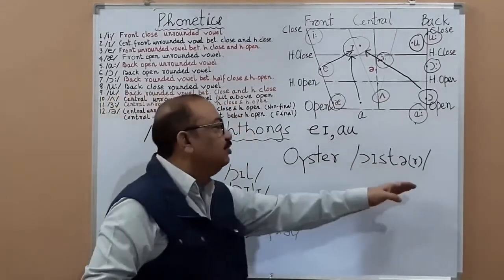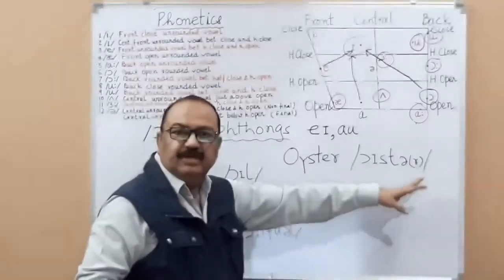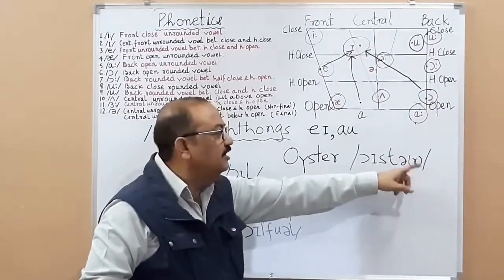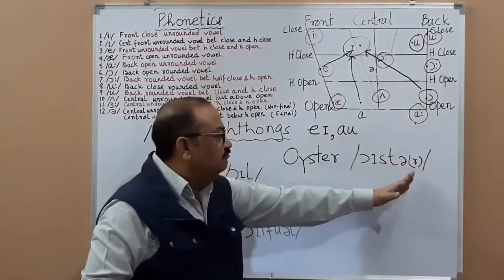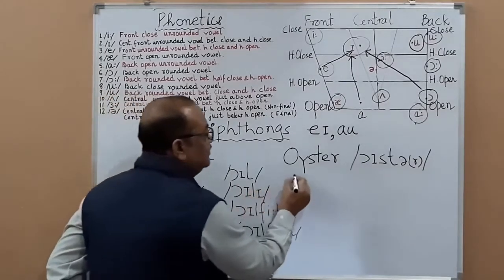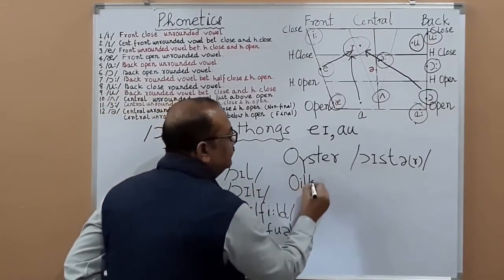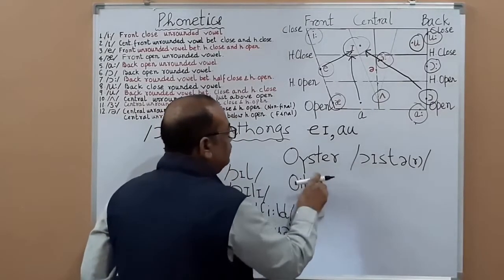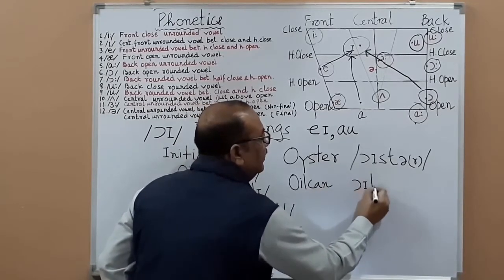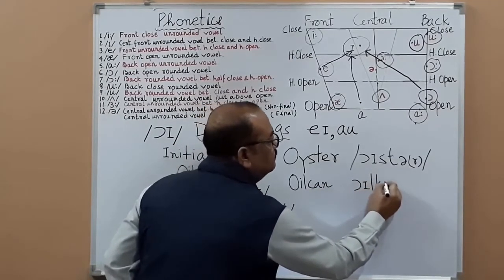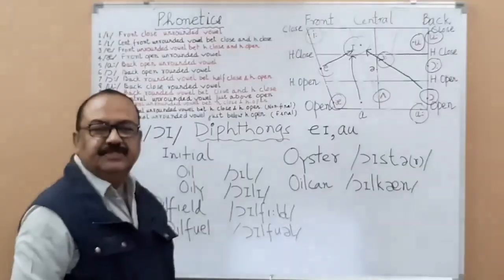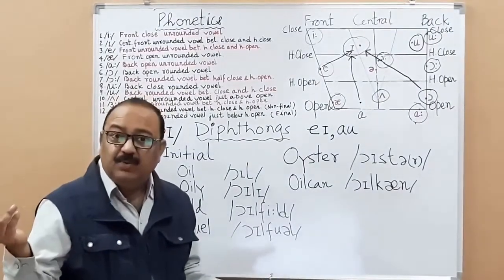As I told you earlier, R is not pronounced. Since it's not pronounced, we don't transcribe it. There is no need to transcribe it, but you may write it if you wish. So this is oyster. Oil can also you may take. C-A-N you write? Oil can. Yes.